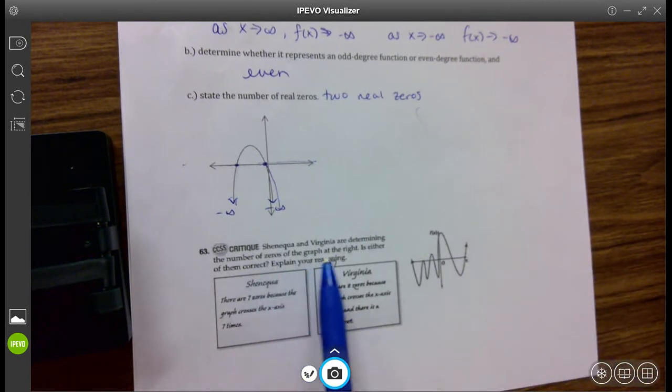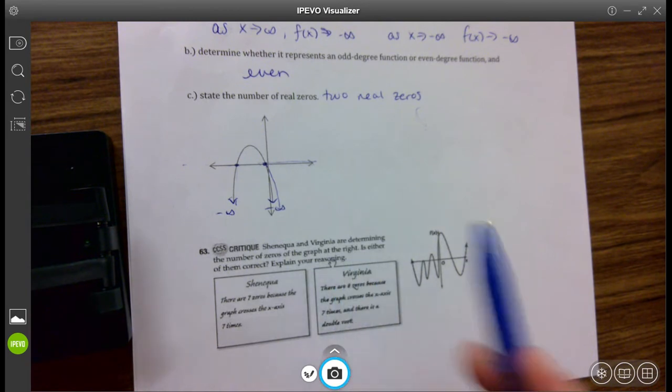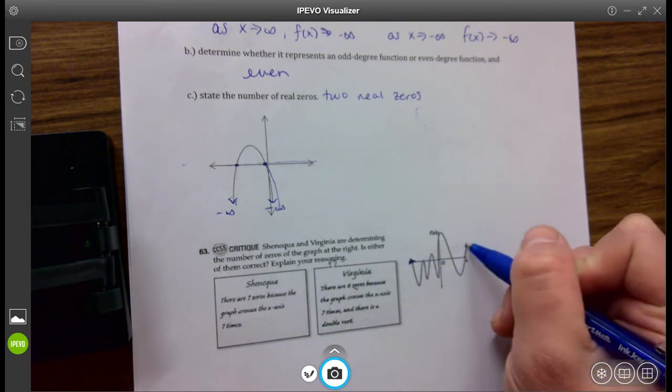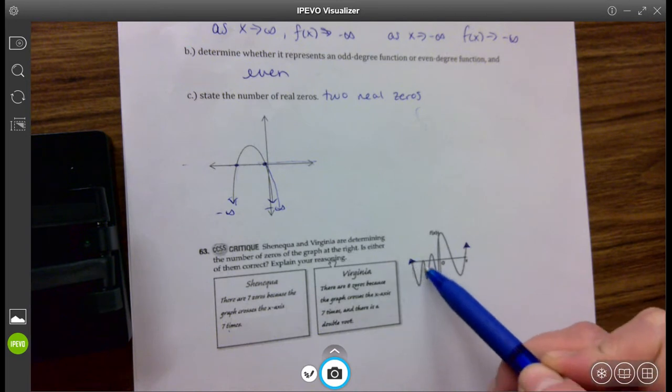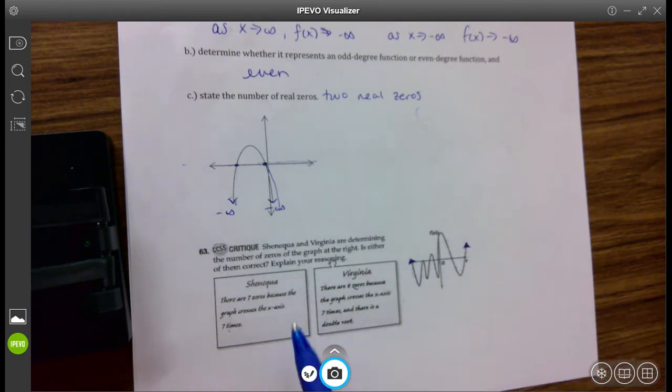Last one, it says Shaniqua and Virginia are determining the number of zeros in the graph at right. Is either of them correct? Explain your reasoning. Well, both arms are up, so it's got to be an even function. X squared, x to the 4th, 6th, 8th, whatever. It says Shaniqua, there are 7 zeros because it crosses the axis 7 times. Well, you can cross the axis 7 times, but that means there's 7 real zeros. Another one could be imaginary.